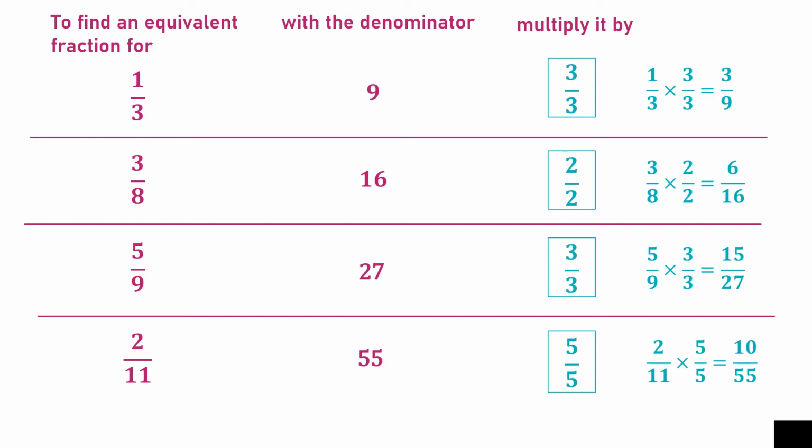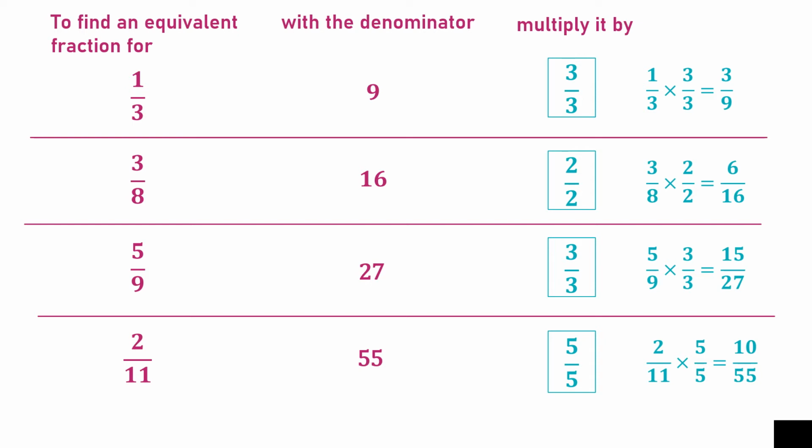Let's find a fraction equivalent to 3/8, but with a denominator of 16. 16 divided by 8 is 2, so if we multiply 8 by 2, we will get the number 16. So let's multiply 3/8 by 1 in the form of 2 halves. 3/8 times 2 halves equals 6/16. This is a fraction equivalent to 3/8, but with the denominator of 16.